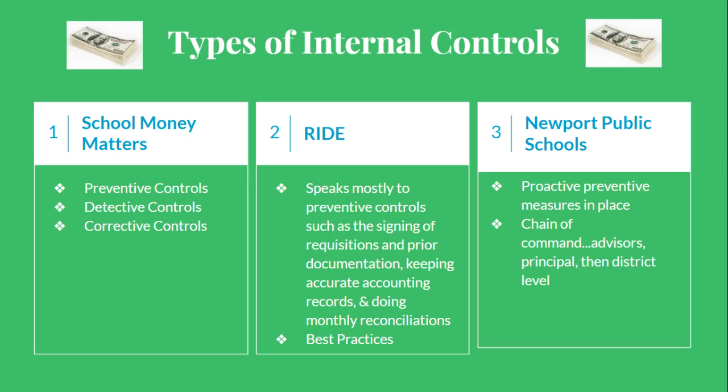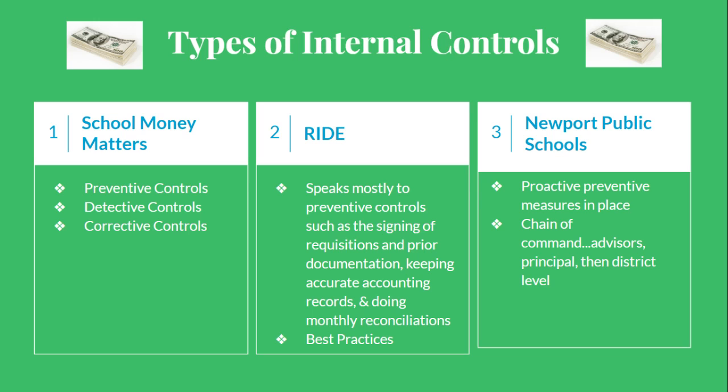Types of internal controls. School Money Matters talks about preventive controls, detective controls, and corrective controls. Preventive means we are discouraging any errors or irregularities. Detective means you're finding an error after it has occurred. And corrective means that once you have found that error with the detective procedures, it actually is corrected, because there's no sense in finding it if you're not going to fix it.